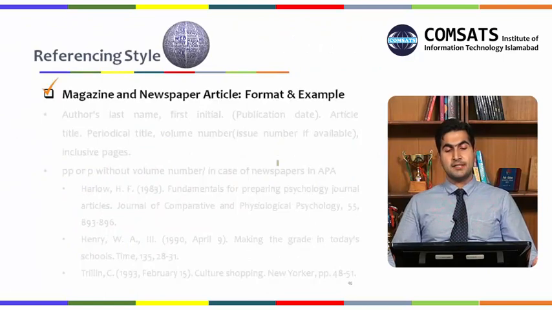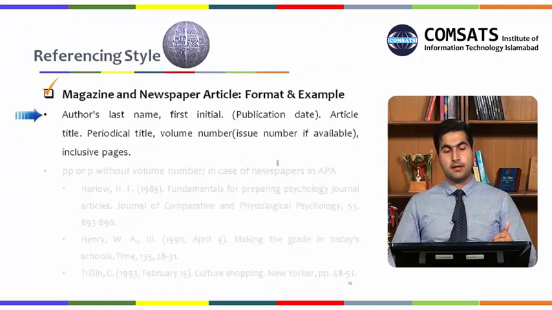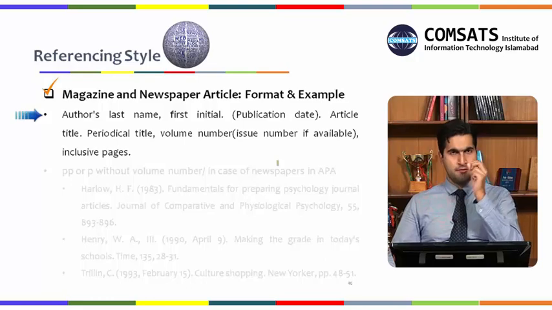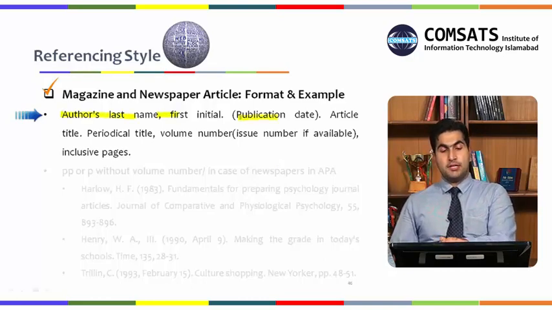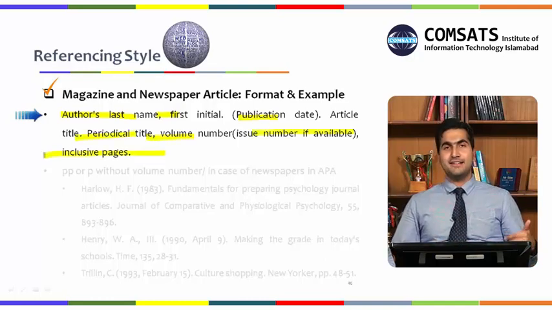In case of a magazine and newspaper article, this is a format and a minor thing about which you have to be a bit more careful. You basically start with last name, comma, first name, dot, date of publication, article title, periodical title, volume number, issue number if available. Even while telling you, I understand how difficult it is. So I understand, but try to follow it up.